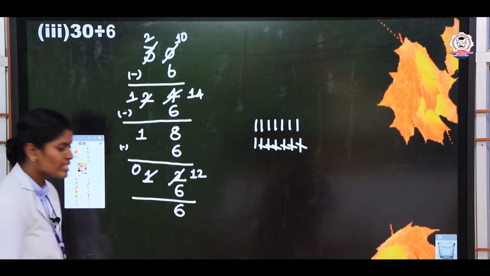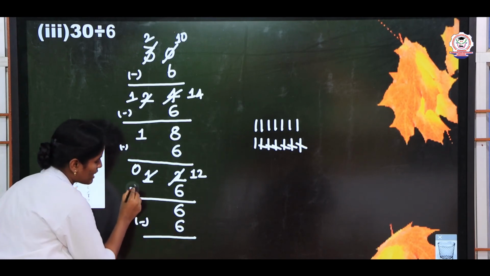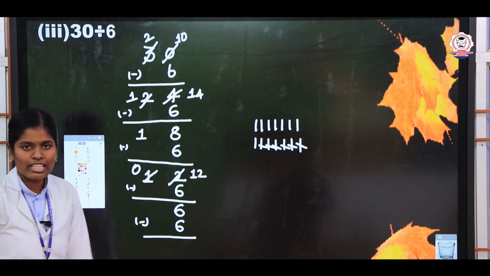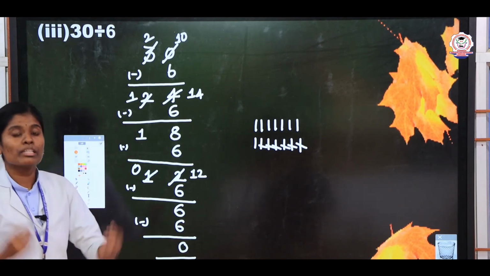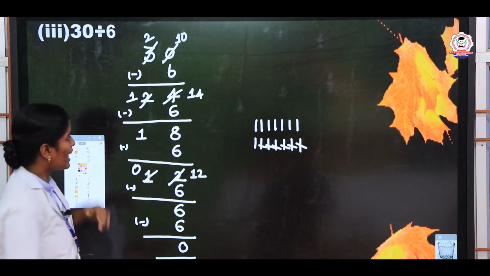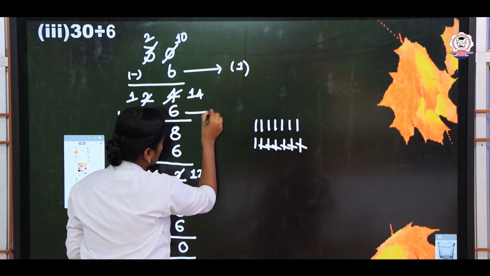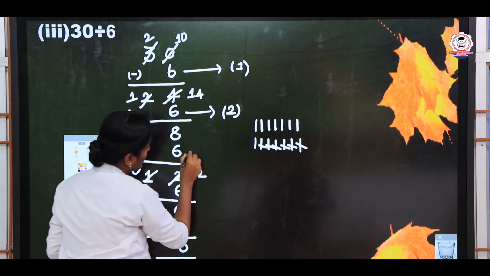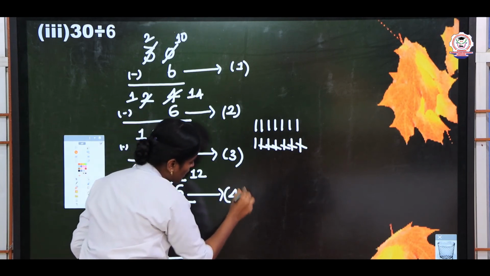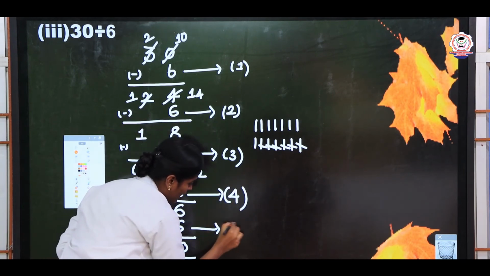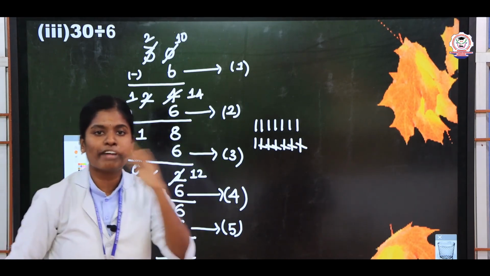Again you should take a 6. Now 6 minus 6. What is the answer? 6 minus 6 is 0. Here we subtracted 6 totally how many times? 1 time, 2 times, 3 times, 4 times, and finally 5 times. So we subtracted 5 times. So our answer is 5, right?